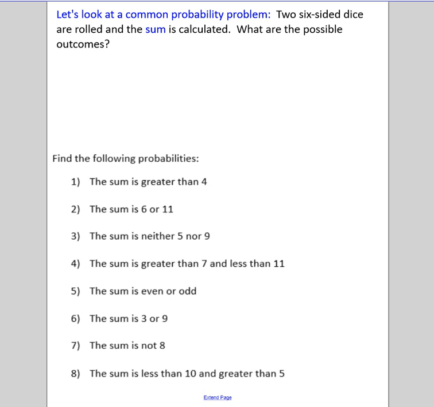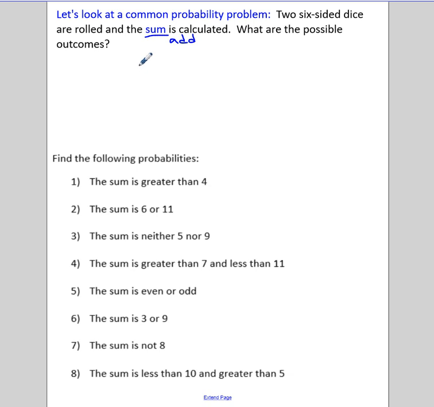So one more, I guess, different type of problem that I want to show you. Let's look at a common probability problem. Two six-sided dice are rolled, and the sum, remember what sum means? That means that we add the two numbers up. The sum is calculated. What are the possible outcomes?